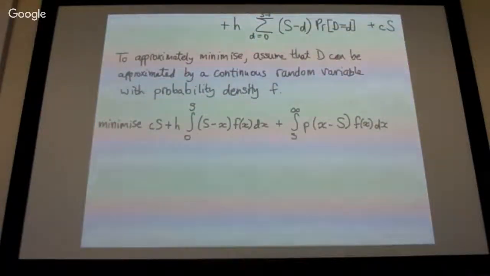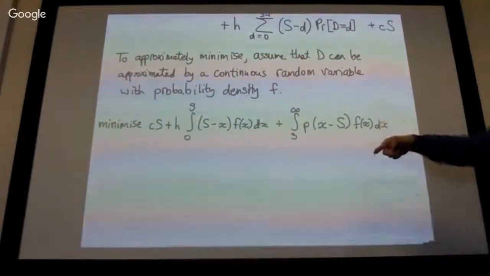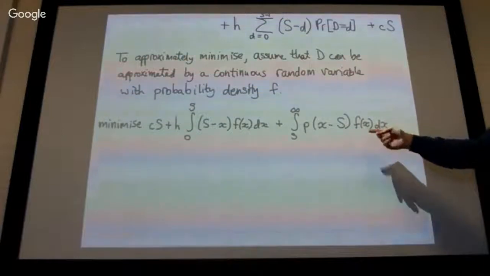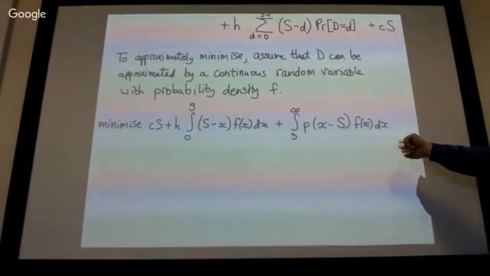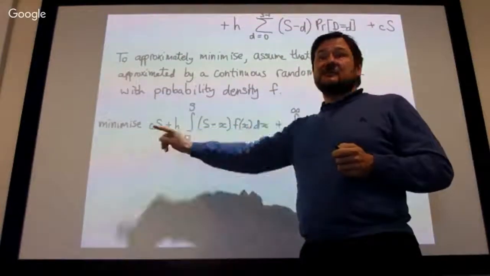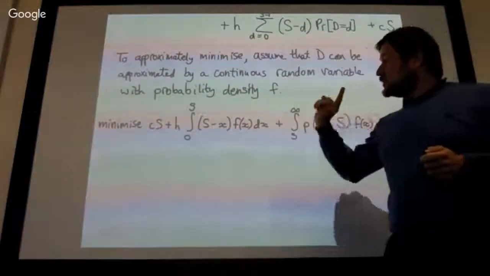Now that's okay. So differentiating by S, because S is the decision value. The derivative of this by S is going to be c. Now this one.